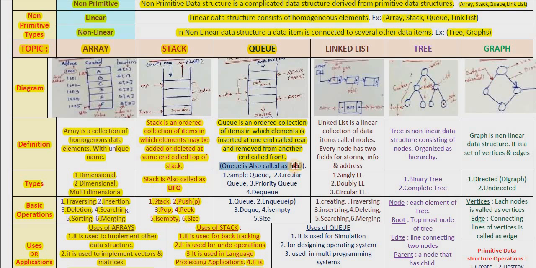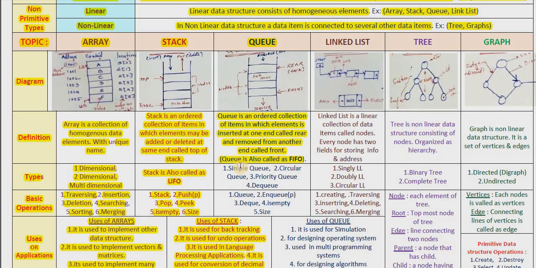Next, queue is also called FIFO. So another name of queue data structure is FIFO. FIFO means first in, first out. Means the data which comes first will go out first. So next, types of queues. This is very important. Many times in examination a question will come: what are the types of queue? This is very simple.